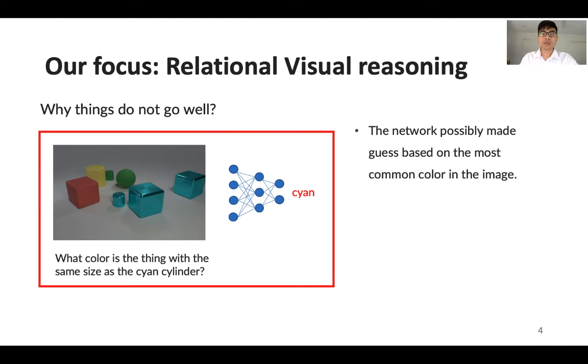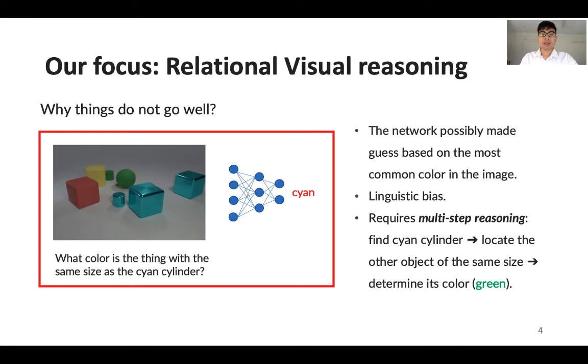It's also possible that the network suffers from linguistic bias. However, this might not be the main reason for this failure. The reason is that this kind of question requires multiple step reasoning rather than simply recognizing objects. As a human being, we would first find the cyan cylinder, then locate the other object of the same size, and finally determine its color. So a simple feed-forward network doesn't seem to handle this very well.